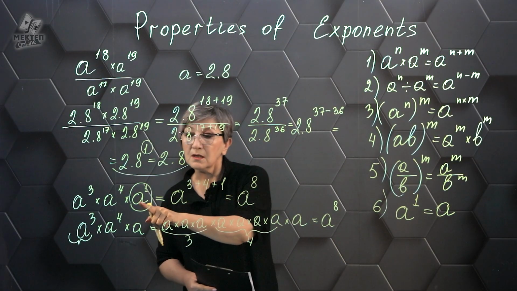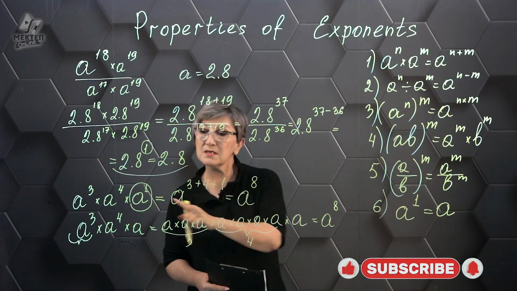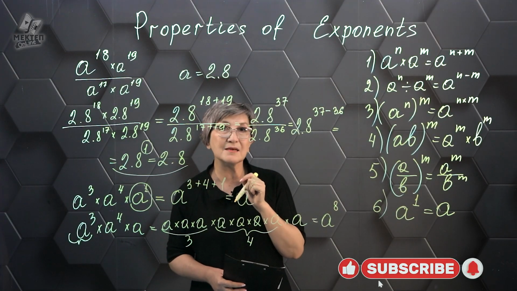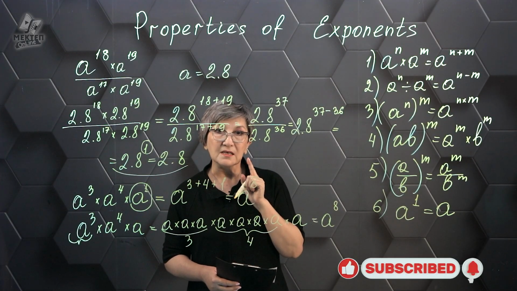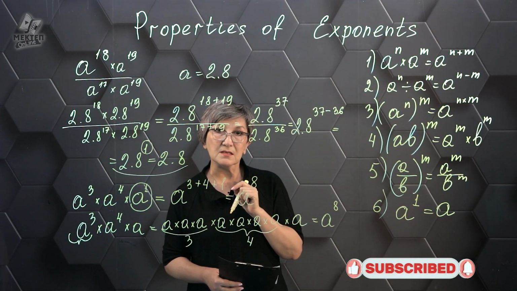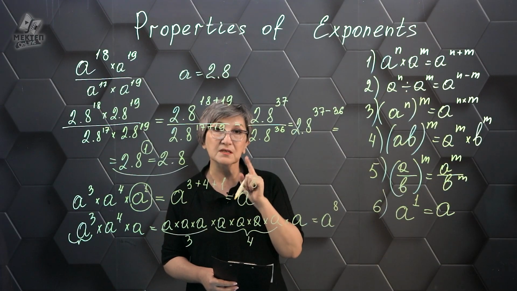Now, if you see a variable in an example that doesn't have a degree written down, that degree is always 1. Use this property and you will always get the correct answer.